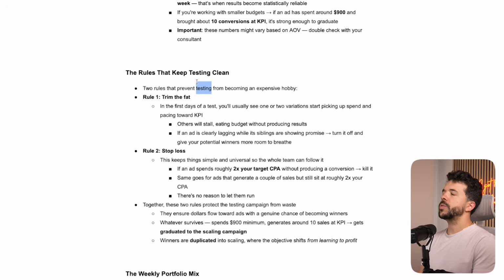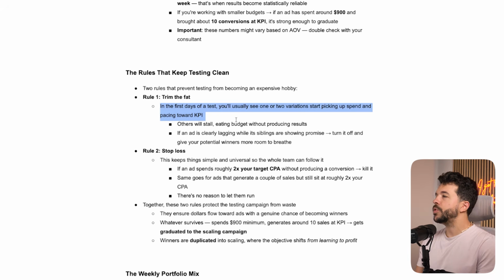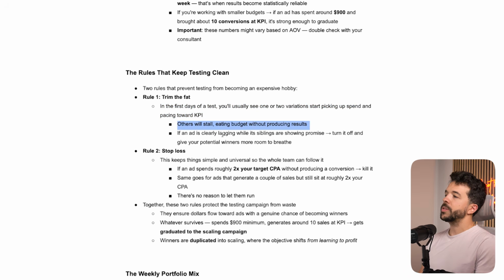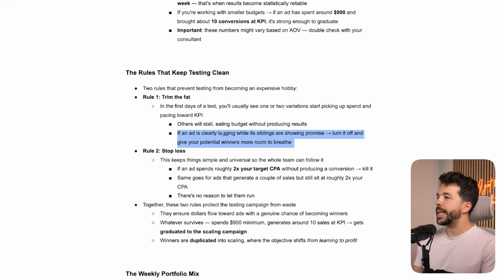Now, what are the rules that you want to keep in mind to make sure that the testing stays clean? There are two rules that prevent testing from becoming an expensive hobby. The first one is what we call trim the fat. In the first days of a test, you'll usually see one or two variations start picking up spend and pacing toward KPI. Others will stall, eating budget without producing results. If an ad clearly is lagging behind while its siblings are showing promise, you simply turn it off and give your potential winners more room to breathe, so more budget.